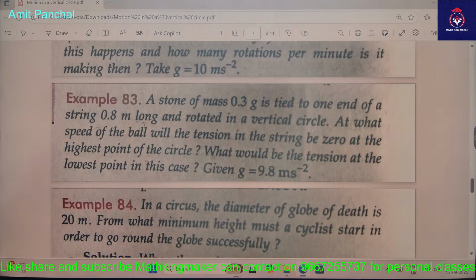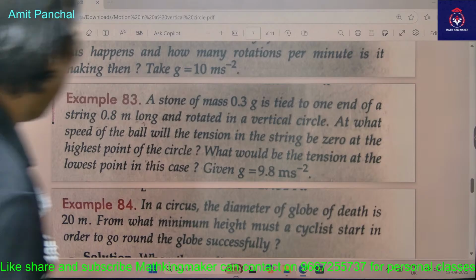Calculate it fast with the help of calculator. Okay, sir. The value of tension is coming as 5.88. 5.88 is not the right answer.